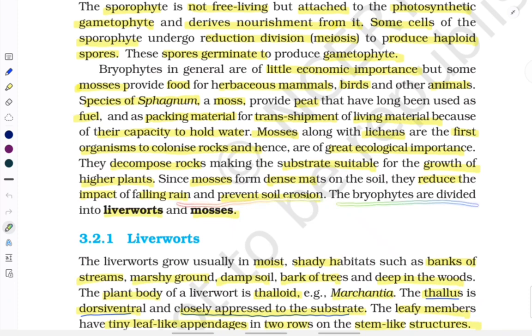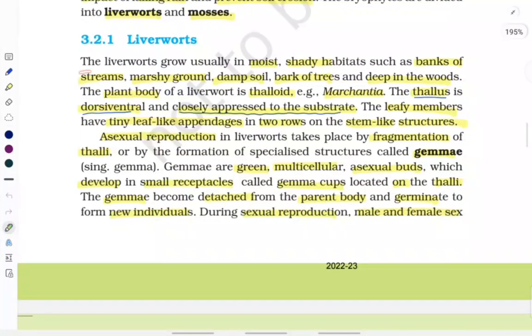The bryophytes are divided into liverworts and mosses. The liverworts usually grow in moist, shady habitats such as banks of streams, marshy ground, damp soil, bark of trees and deep in the woods. The plant body of liverwort is thalloid, for example Marchantia. The thallus is dorsiventral and closely appressed to the substrate. The leafy members have tiny leaf-like appendages in two rows and a stem-like structure.